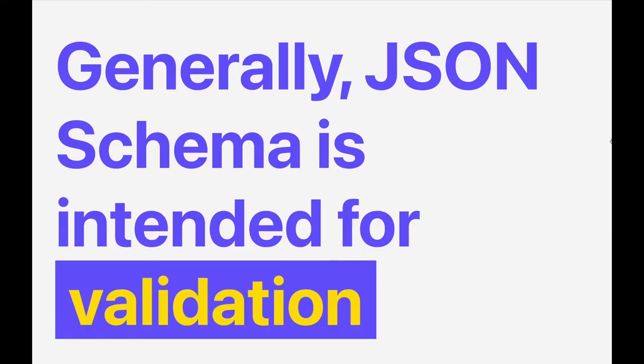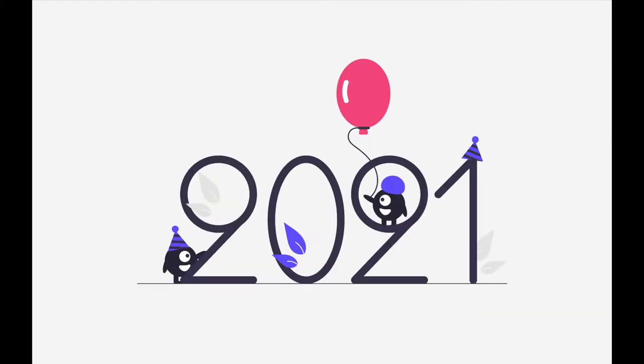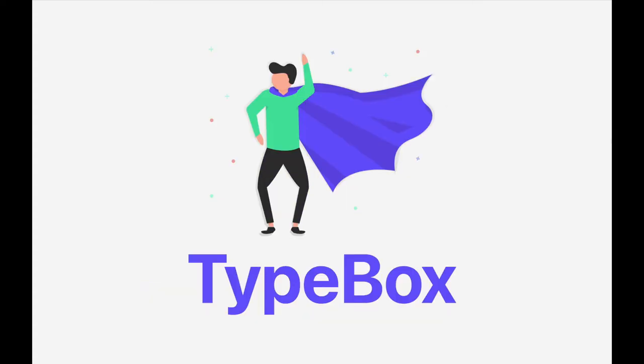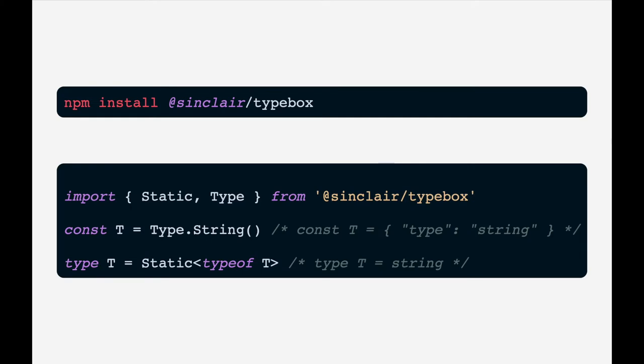And generally, JSON Schema is intended for validation. So most of the time, you're going to use it to say, hey, this JSON blob that I've received from an unknown thing, it could be a client in our case, I want to validate that it is the shape that I expect it to be. But this is 2021. Validation is not all that JSON Schema is good for. Additionally, there are new tools such as Typebox, which actually allows you to derive the type definitions from your JSON Schema.